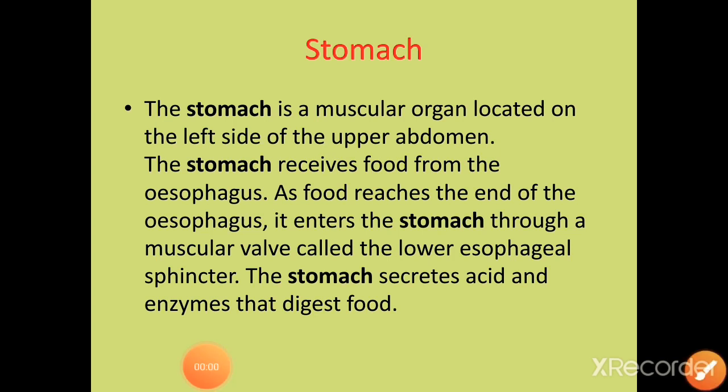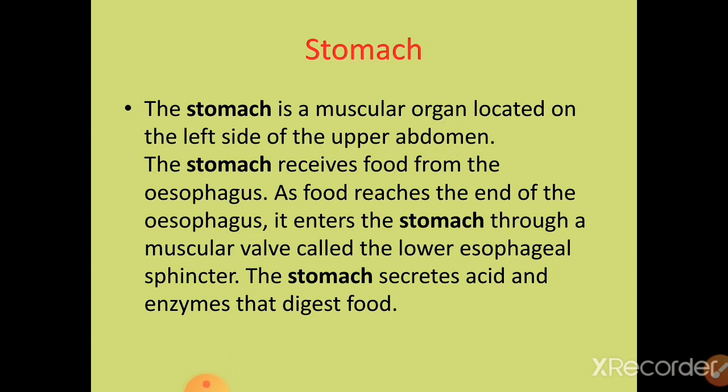Okay, so we now come to the next organ, which is the stomach. The stomach is a muscular organ located on the left side of the upper abdomen. So it is in the upper abdomen. You know the position of the stomach. You have drawn the digestive system, isn't it? All of you have drawn that diagram. So you know that the stomach lies in the upper abdomen.